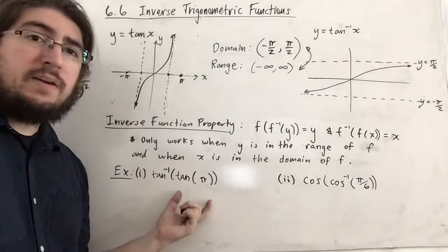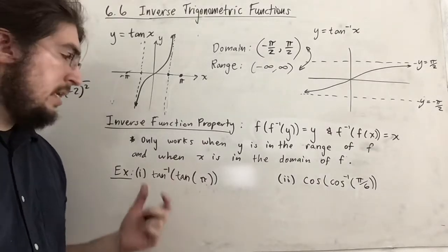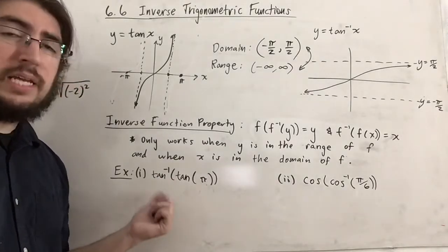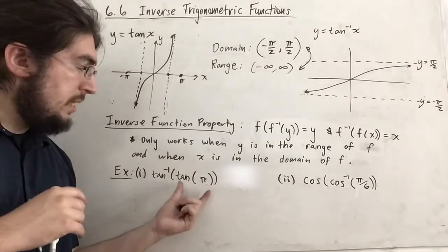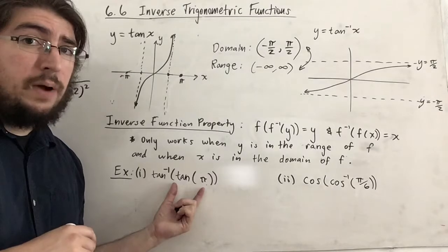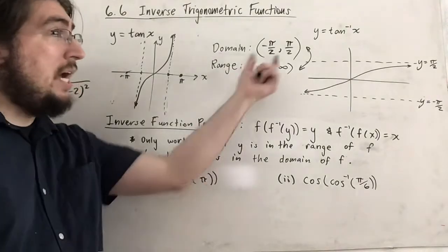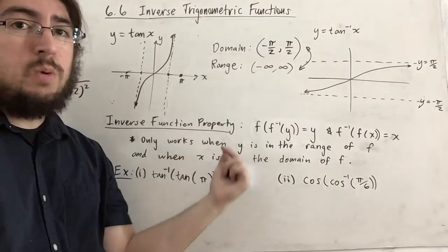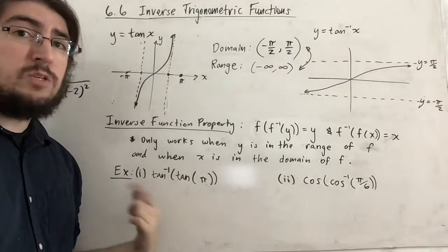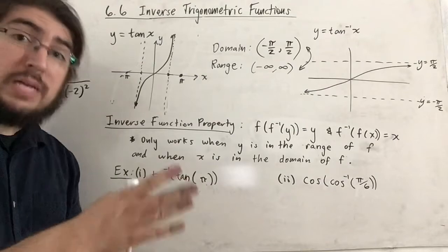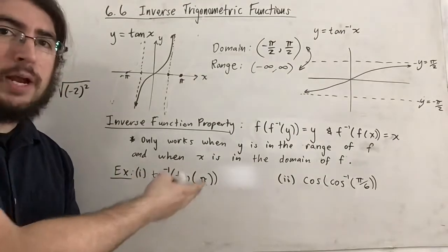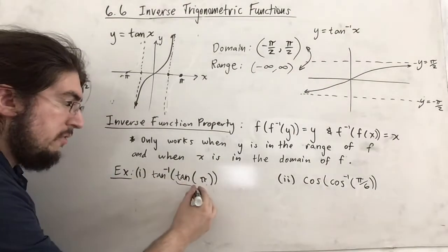We want to take tangent of pi and then tangent inverse of that. Now, does tangent cancel with its inverse, and do you just get pi? The answer is no. And the reason why is because even though you can take tangent of pi, notice pi is not in the domain where tangent is 1 to 1, meaning that its inverse would not make sense there. Now, that's not to say that we can't evaluate this. We can, we just can't cancel straight up. So we'll have to be a little more careful here.